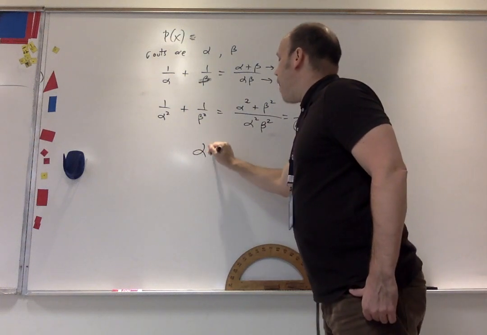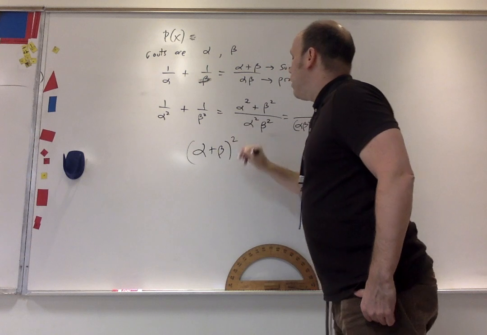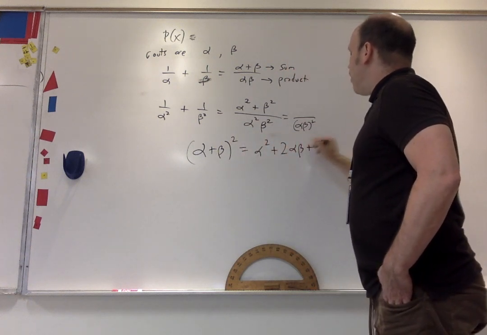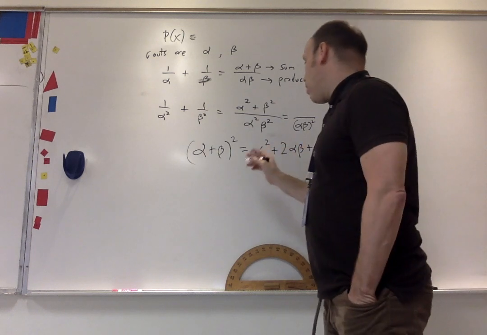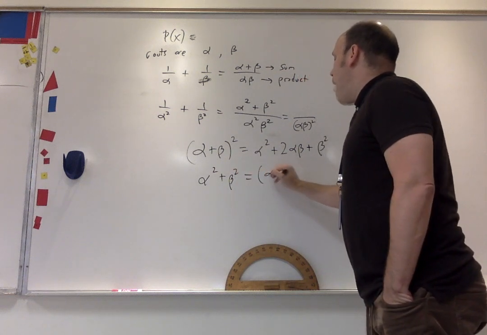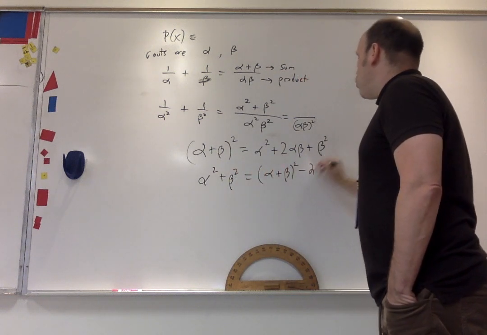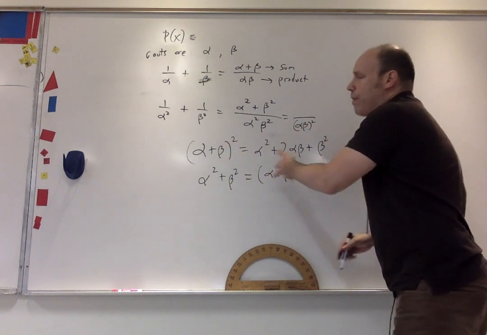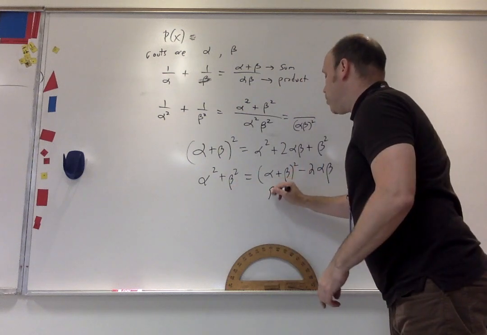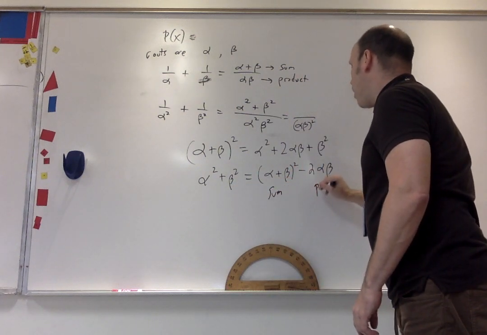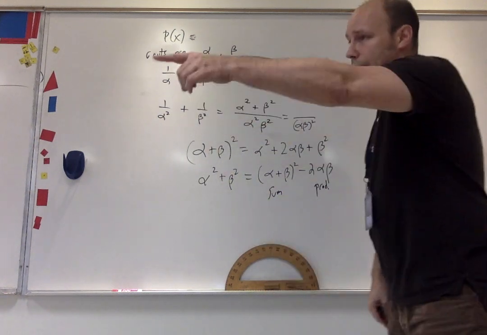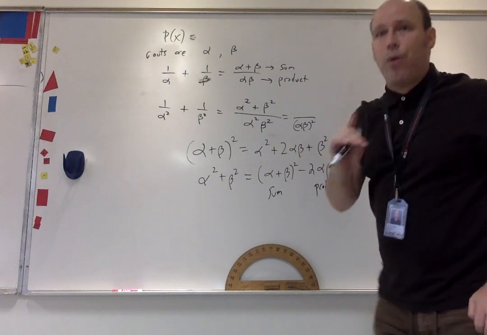Well, we notice that alpha plus beta squared is equal to alpha squared plus 2 alpha beta plus beta squared. And therefore, alpha squared plus beta squared equals alpha plus beta squared minus 2 alpha beta. So once again, you see here, alpha squared plus beta squared is simply the sum and the product. So it's these annoying games they play. When you see that, you're like, okay, I see what you're doing.